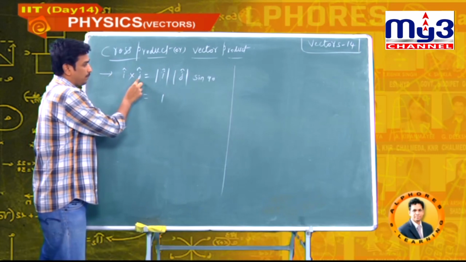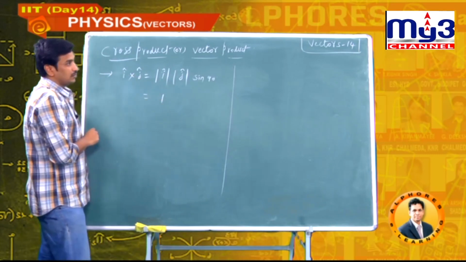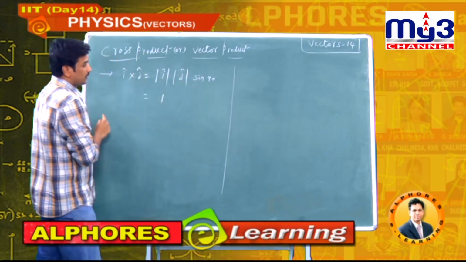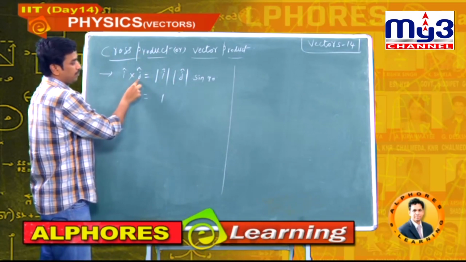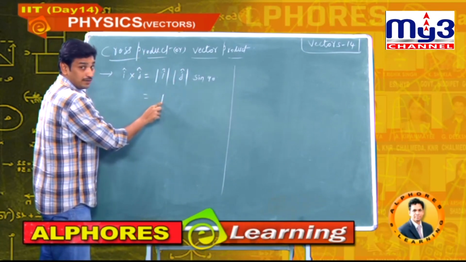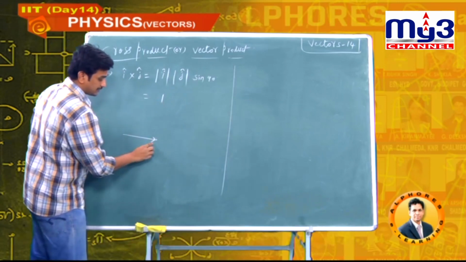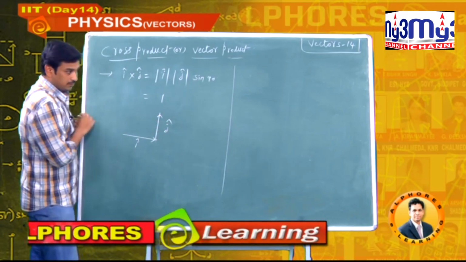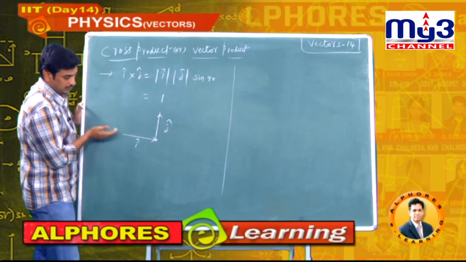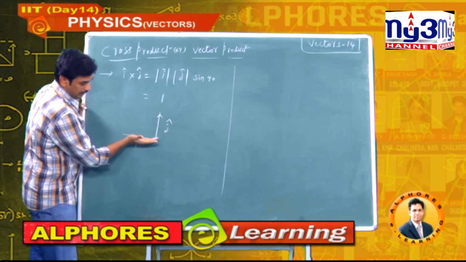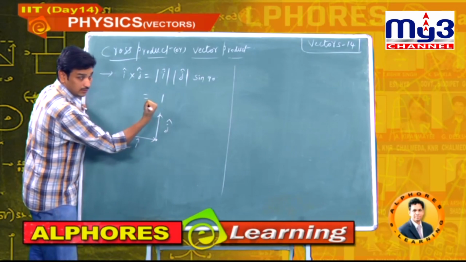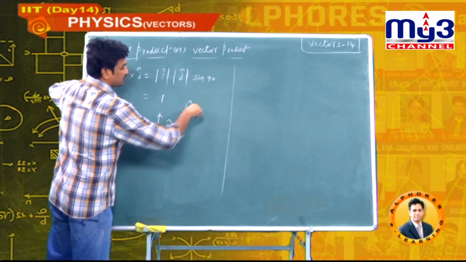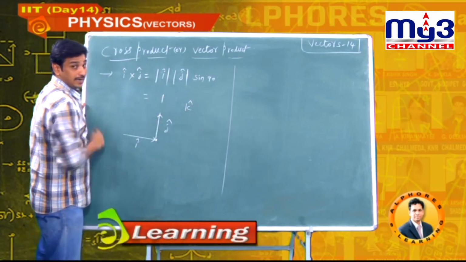I cross j cap is not giving the direction here, because in a cross product of two vectors, the answer will be a vector. The magnitude alone is not giving the direction. See, x direction I cap, y direction j cap. Now head connected to the tail. Curl your fingers from I cap to j cap. Now this is plus k cap, this is minus k cap. The direction of this one is k cap. I cross j direction is k cap.